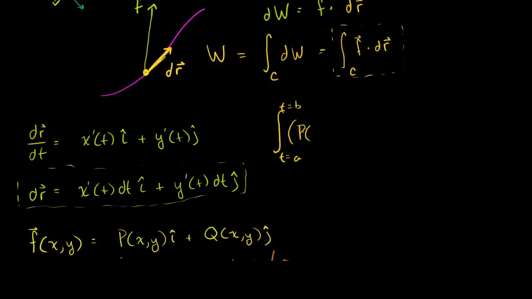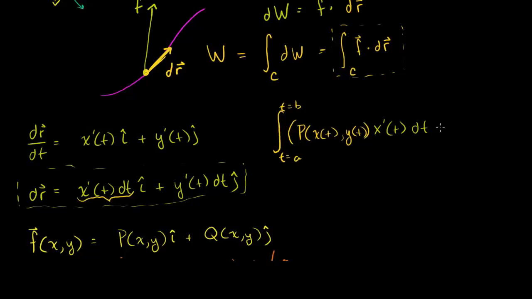of x. Really, instead of writing x, y, it is x of t, right? X is a function of t. Y is a function of t. So that's that. Times this component right here, we're multiplying the i components. So times x prime of t dt.